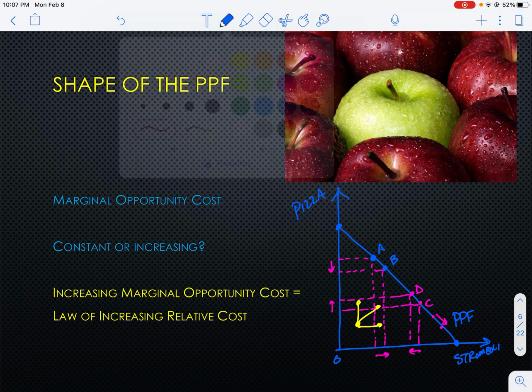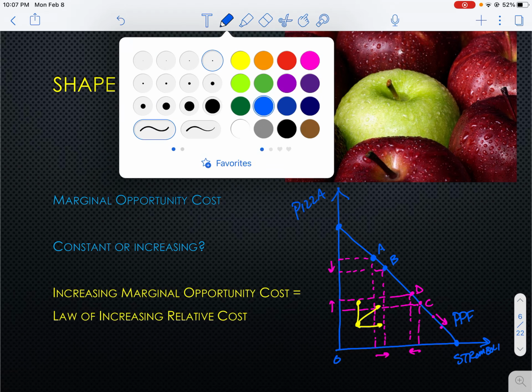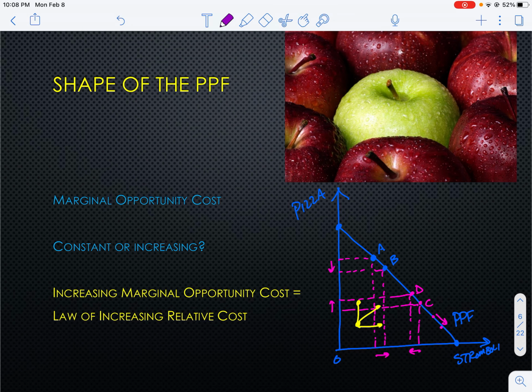So now we want to think about the shape of that PPF. So far, I've always drawn it as pretty much a straight line. I haven't maybe said anything about that, and I think that is realistic for some productive enterprises. But when that's the case, then the opportunity cost is always the same. The opportunity cost up here between A and B and C and D and these other points down here is always the same. The number of pizzas I have to give up to get some given quantity of stromboli is the same everywhere along here.